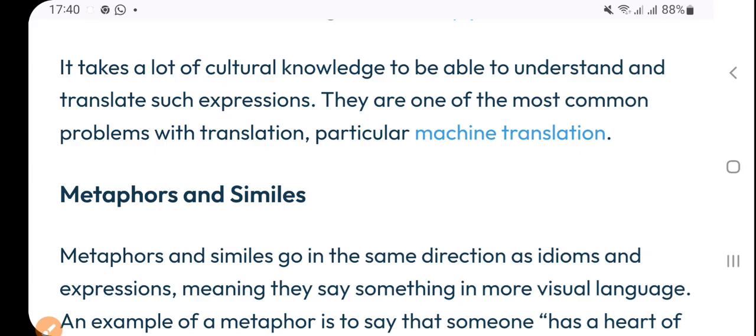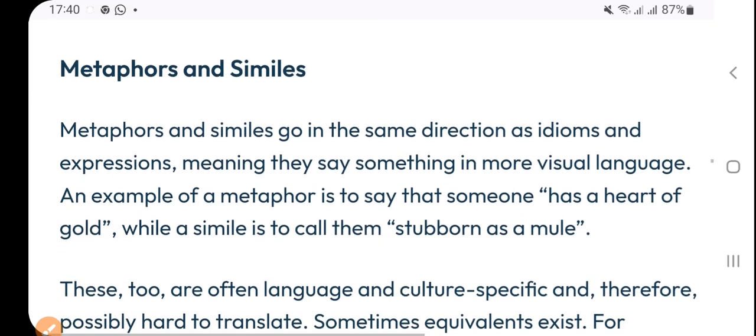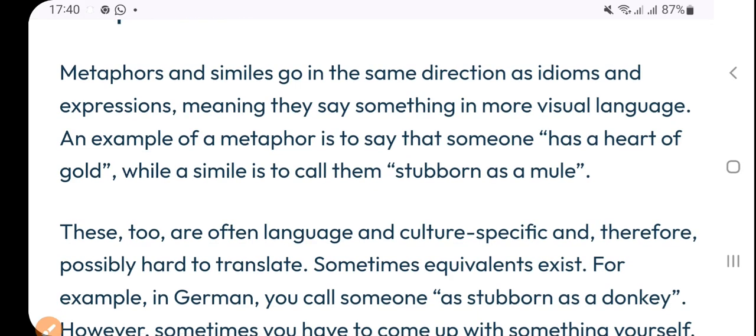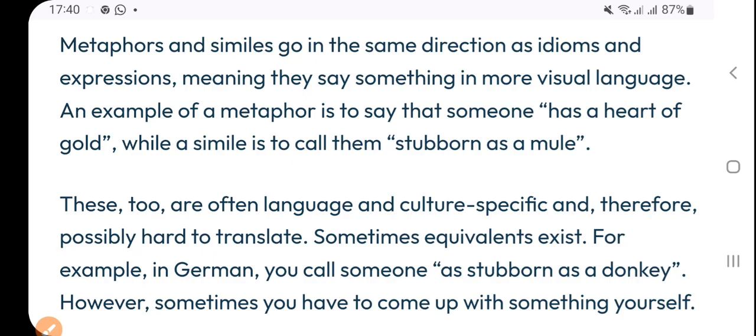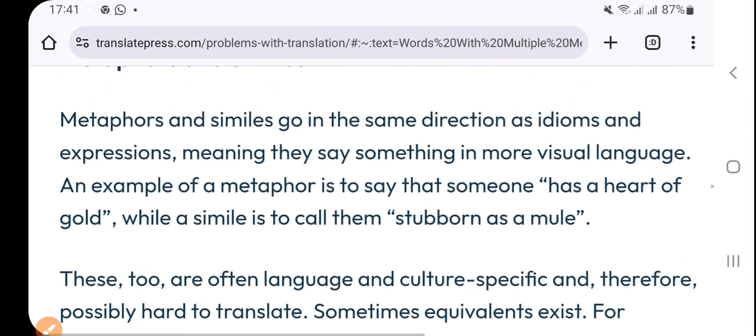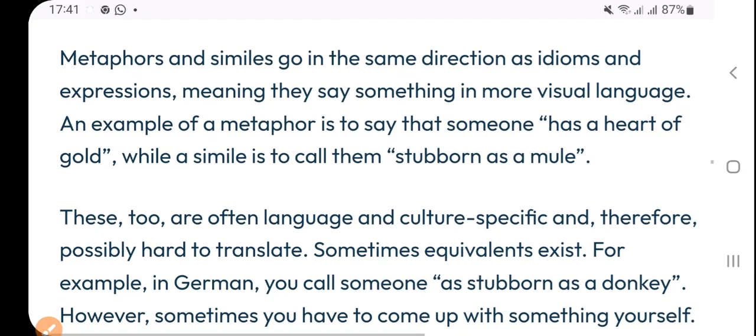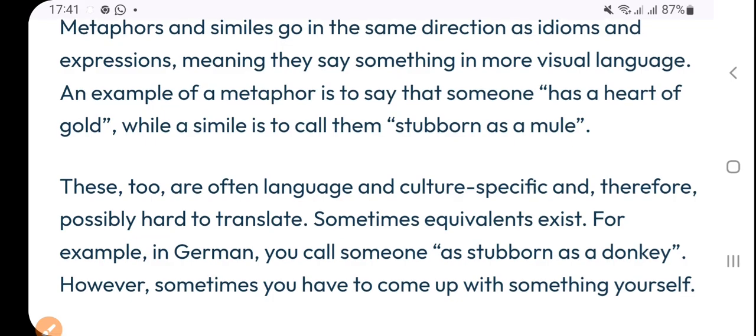It takes a lot of cultural knowledge to be able to understand and translate such expressions. They are one of the most common problems with translation, particularly machine translation. Metaphors and similes go in the same direction as idioms and expressions, meaning they say something in more visual language. For example, a metaphor is to say someone has a heart of gold, while a simile is to call them stubborn as a mule, right?